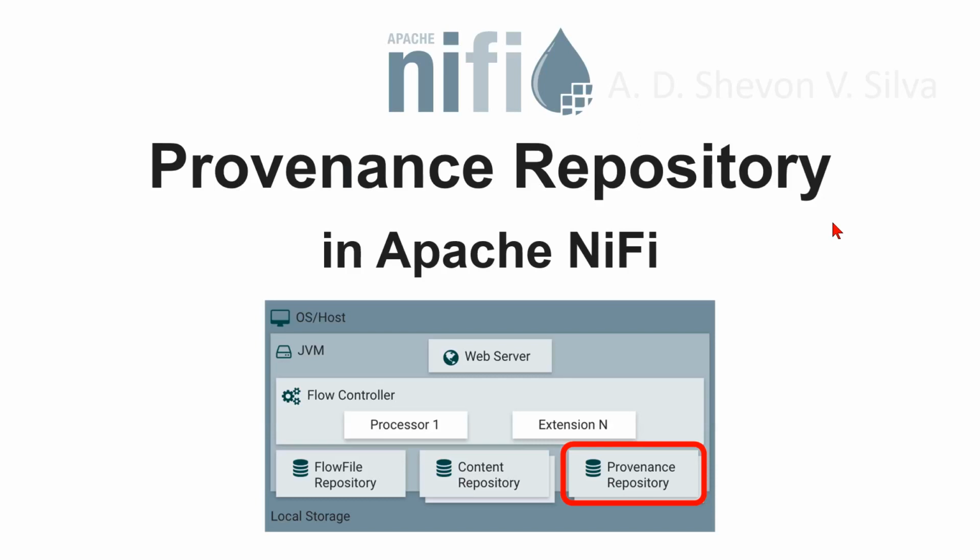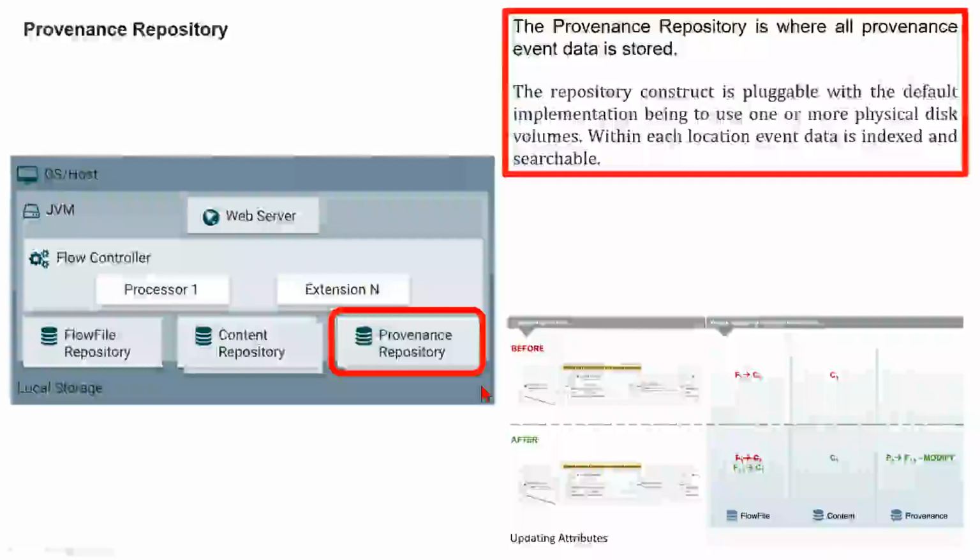Provenance repository in Apache NiFi. Now we are focusing on the Provenance repository. The Provenance repository is where all provenance event data is located. The repository construct is pluggable, with the default implementation being to use one or more physical disk volumes. Within each location, event data is stored.